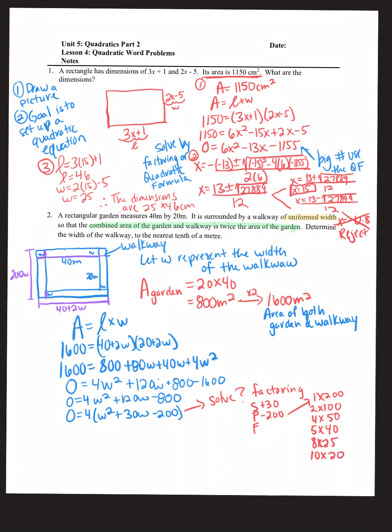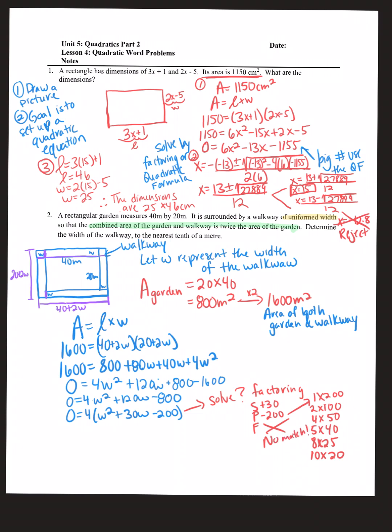So if we think about, is there a combination that would work here, we need to have a negative 200, which tells me one of the numbers has to be negative. So 10 and 20 look like maybe it would work, but if one has to be positive and one has to be negative, then that's not going to add up to a positive 30. So it looks like it's not factorable. No match.